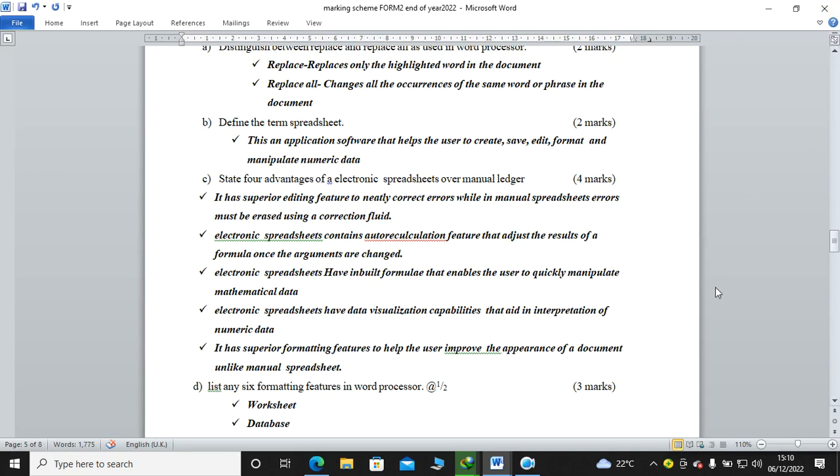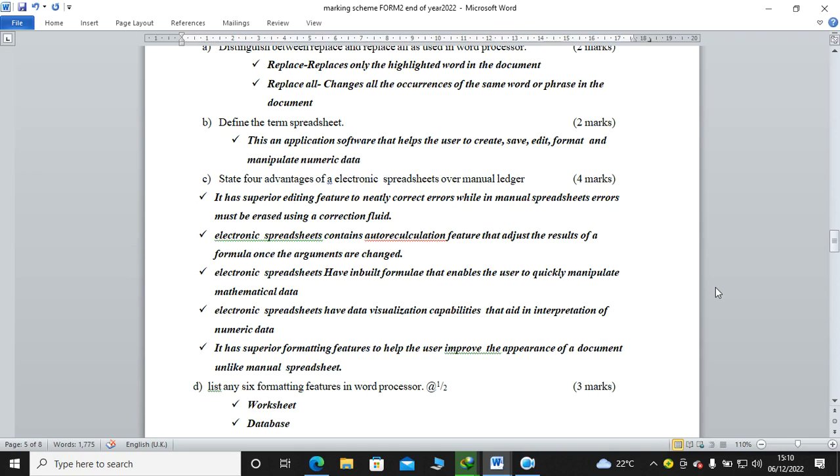What is the difference between using a manual ledger, like a mathematical exercise book or a common register that your class teacher uses, and using Excel to do the same work? So Excel or spreadsheets, for this case here, has superior editing features to neatly correct errors, whereas in manual spreadsheets, errors must be erased using a correction fluid or an eraser or a rubber.